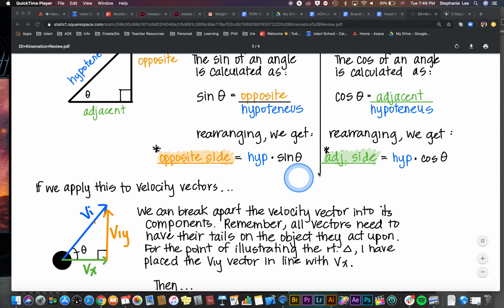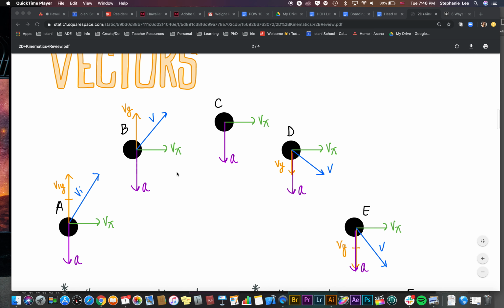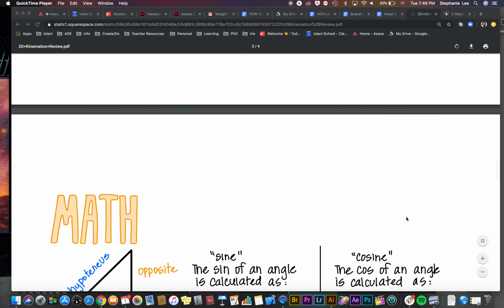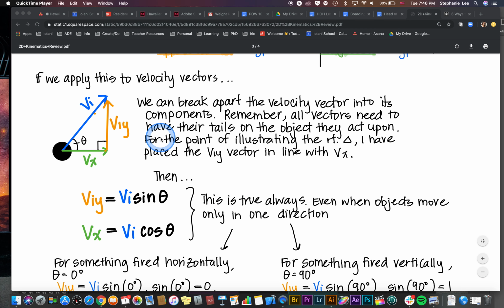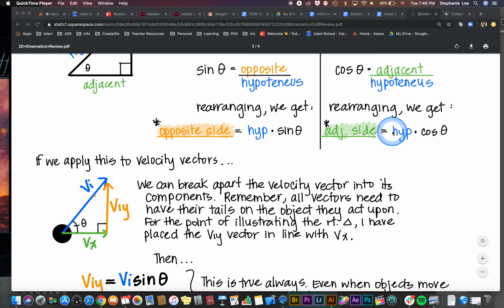Now, if we take this simple math and we apply it to the velocity vectors from above, so we're looking at these images here and we're saying how can we apply sine theta and cosine theta to find the orange and green arrows, then we get this situation. We can break apart the velocity vector in blue into its horizontal and vertical components. And in order to find the magnitude or size of these vectors, the green horizontal component and the orange vertical component, we use these equations.